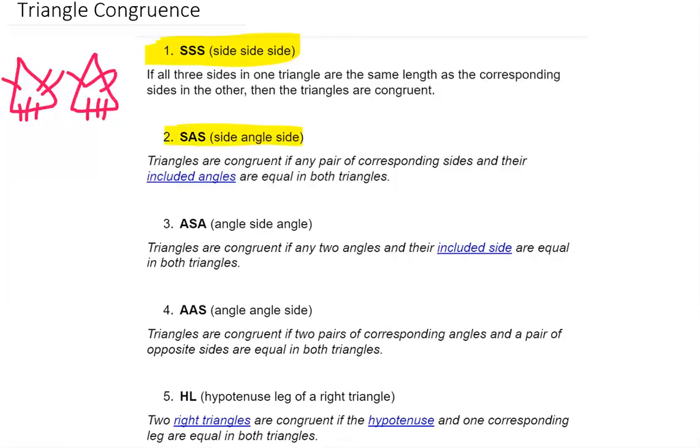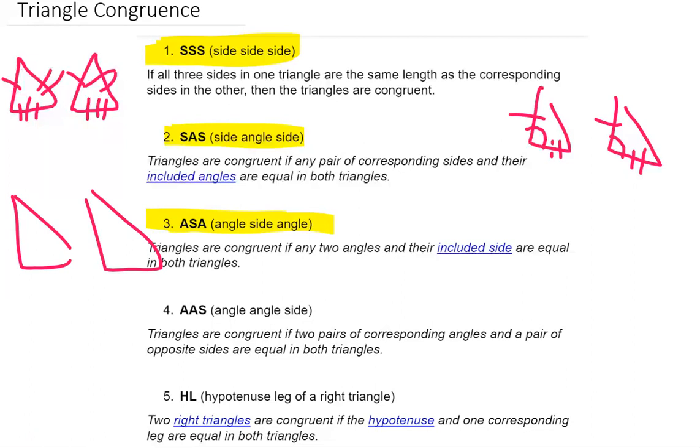At the same time, I also have the side-angle-side theorem, which tells me that if I have 2 triangles, and I know that they have a side, an angle, and another side, in that order, that are congruent, then I have 2 congruent triangles. The third one would be angle-side-angle. I've got 2 triangles, I have an angle that's congruent, a side that's congruent, and another corresponding angle that is congruent. This tells me that these 2 triangles have to be congruent.